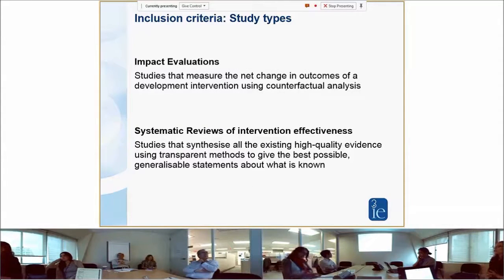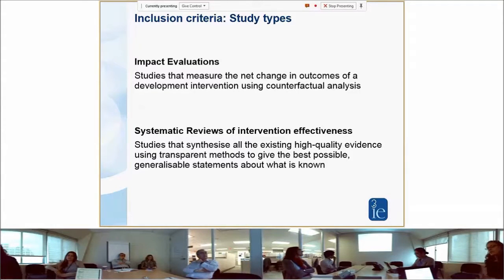The types of studies we include are impact evaluations, which 3A defines as studies that use counterfactual analysis to try and understand how much of the outcome that is happening can actually be attributed to the program or the intervention. So what would have happened, comparing it to what would have happened in the absence of the intervention.